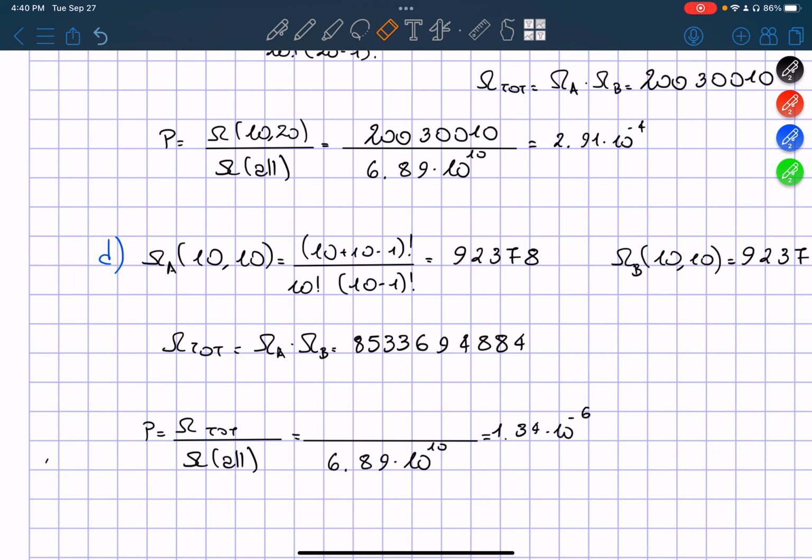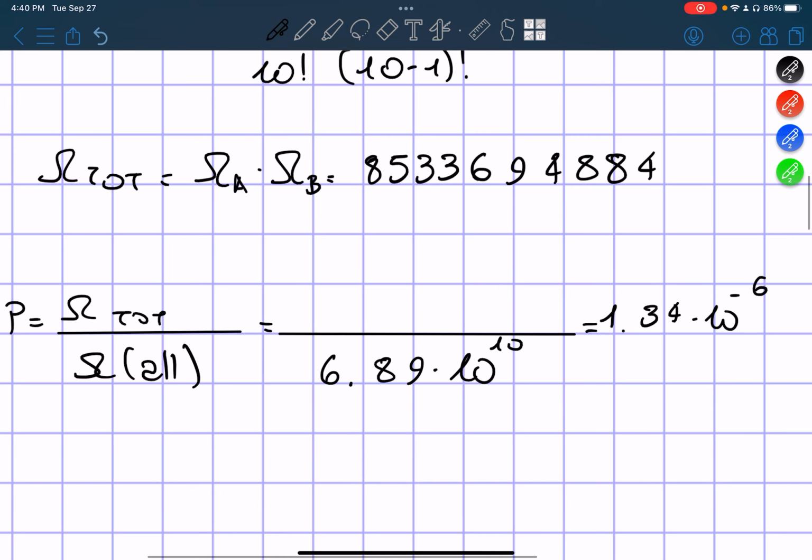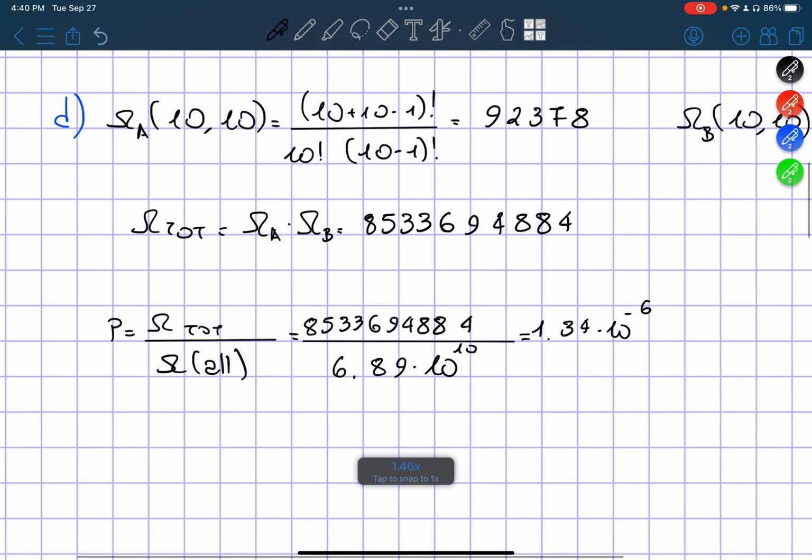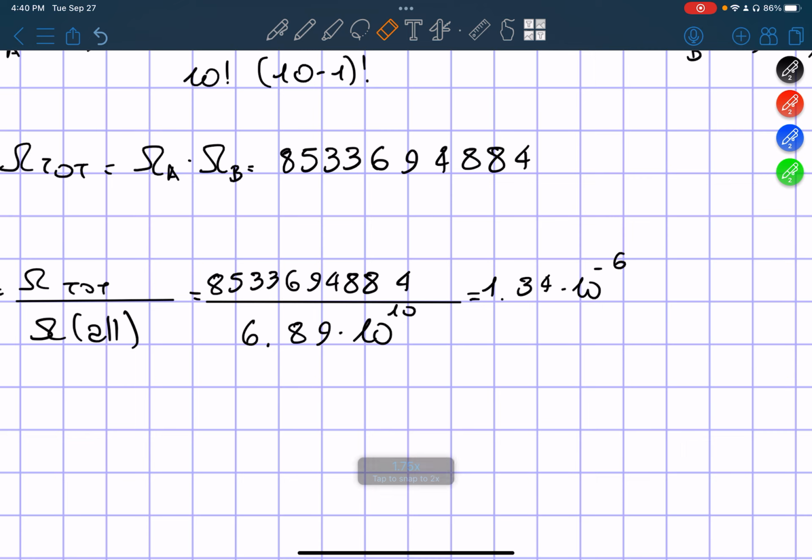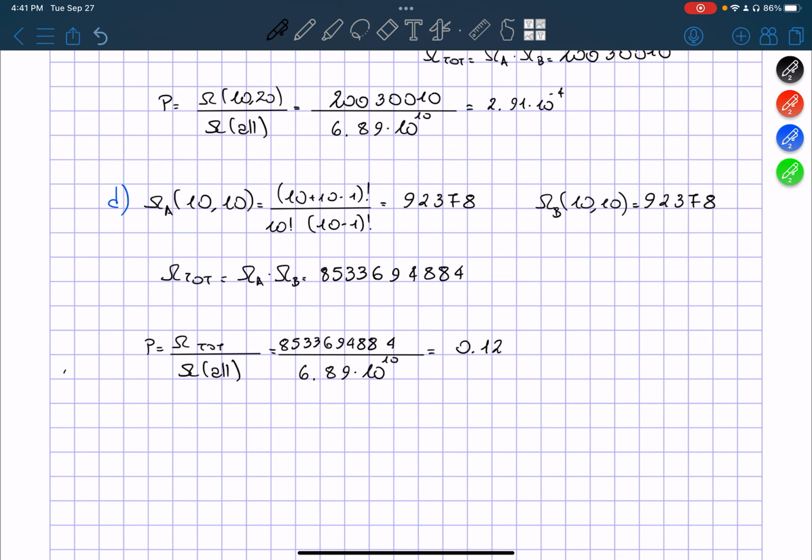Okay, it's a pretty ugly number. That's what we get. So again, we have 8533694884 divided by our total. We get something much bigger, in fact, which is equal to 0.12. This is the probability of having half and half.